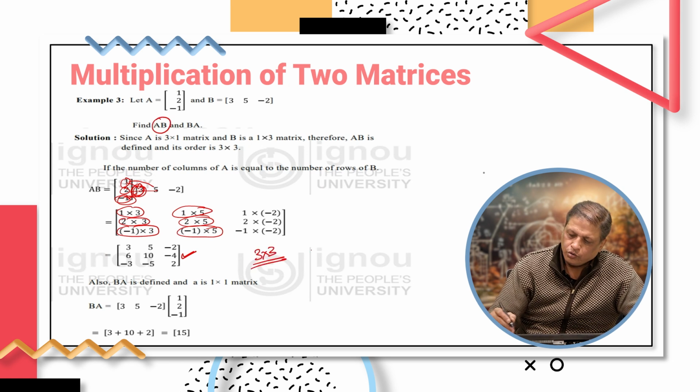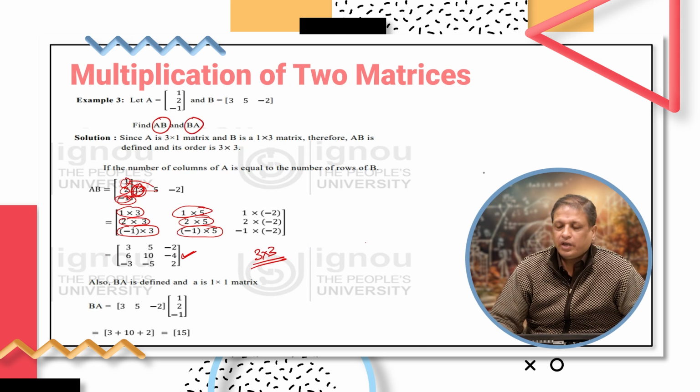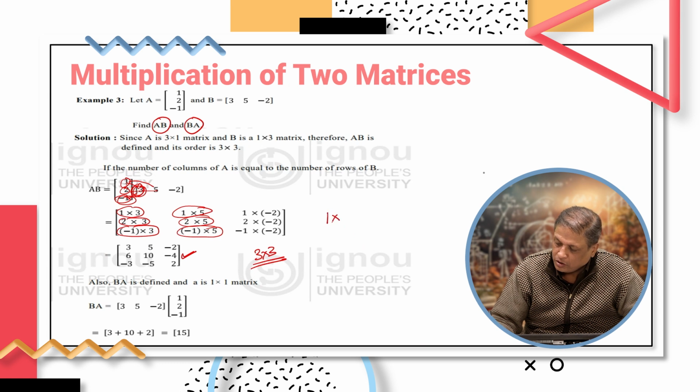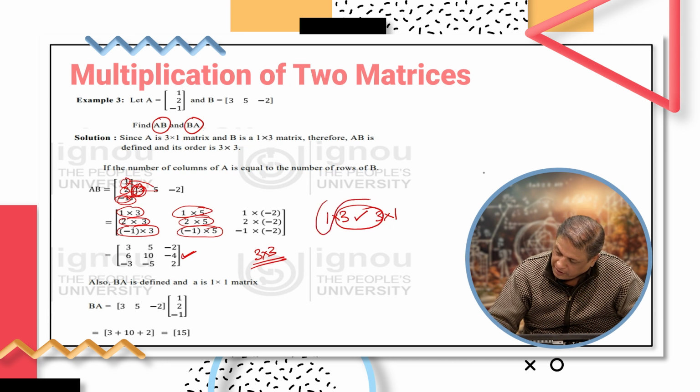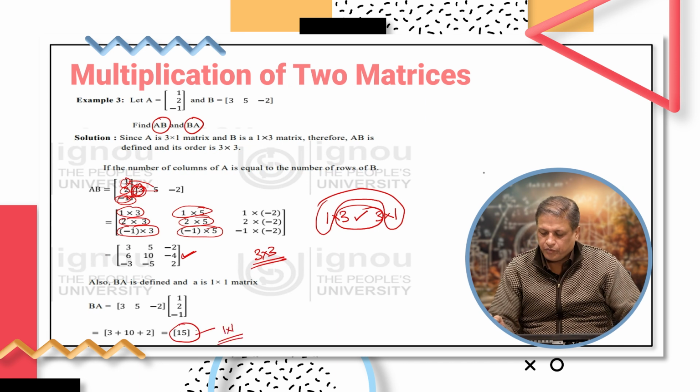But we want to see whether BA is also of order 3 cross 3. The order of matrix B is 1 cross 3, and the order of matrix A is 3 cross 1. So the number of columns equals the number of rows, which means matrix multiplication is possible, but the resulting matrix will be of order 1 cross 1, 1 row and 1 column.